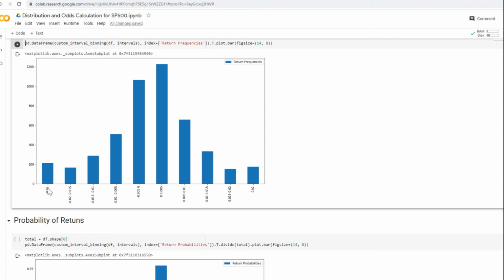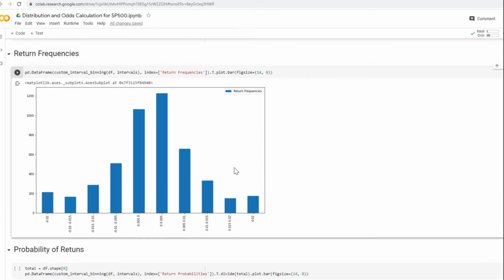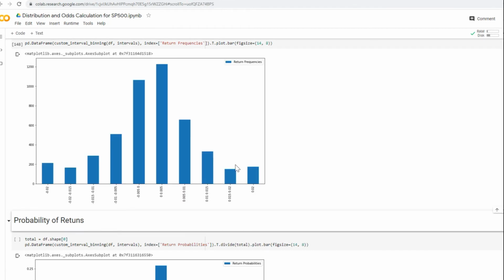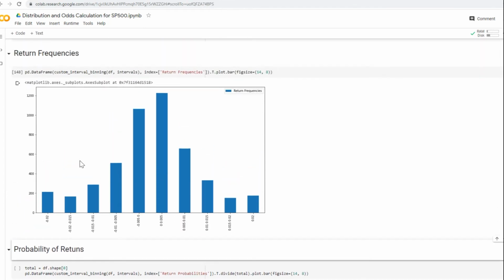Okay, here we see that we actually have way bigger tails compared to a normal distribution, right? So that's one way to do it. Now, that's just the frequencies of the whole occurrence of the data we have pulled from Yahoo.